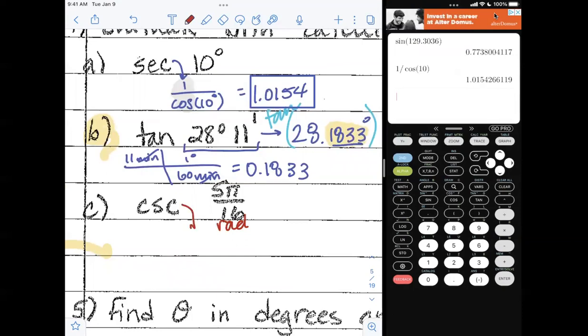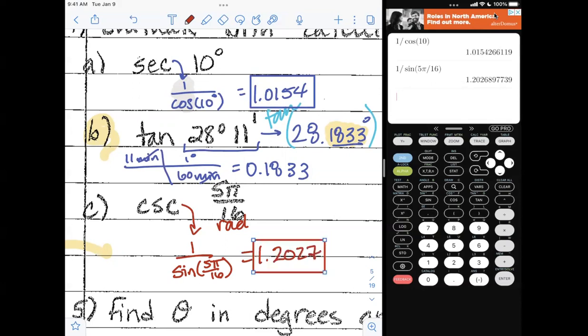And then I have to remember that cosecant is the reciprocal function of sine, so it's 1 over sine 5 pi over 16. And so now we can go press that. My mode is in radians, so I can press 1 divided by sine. All of this is inside parentheses, so I'll just do 5 pi divided by 16. And I get 1.2027. Anybody have any questions yet?